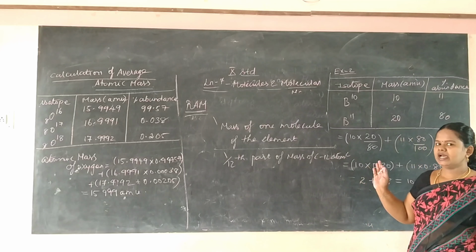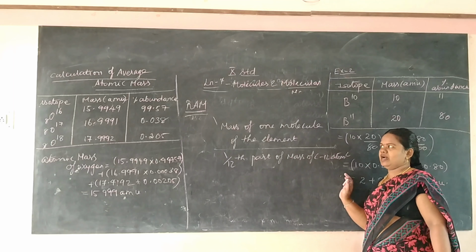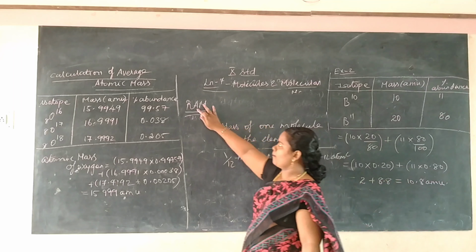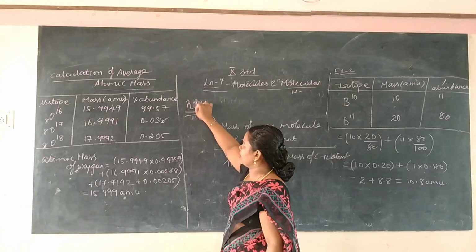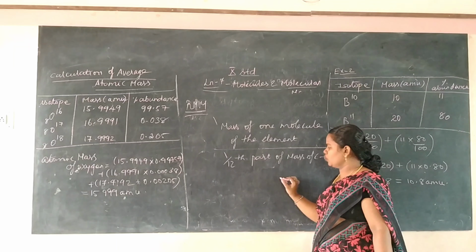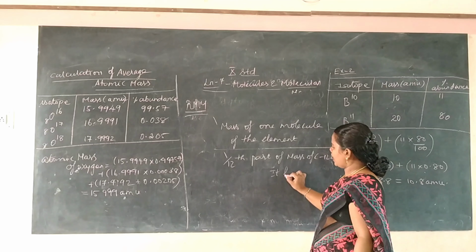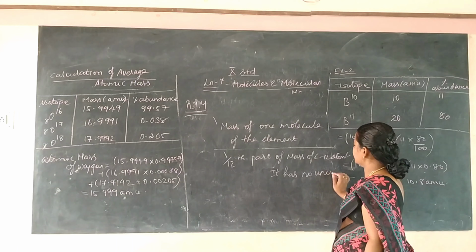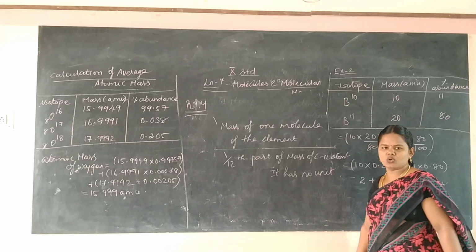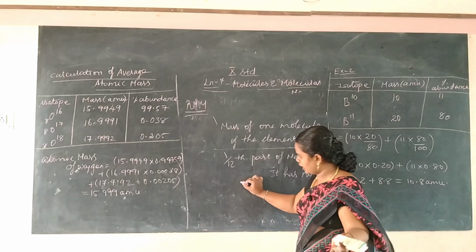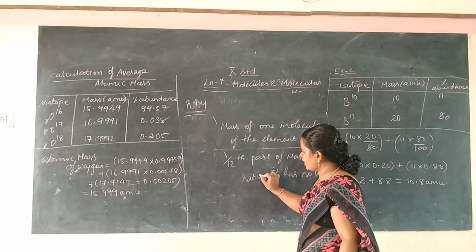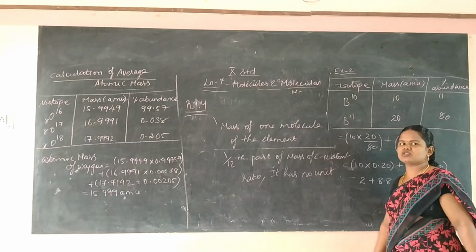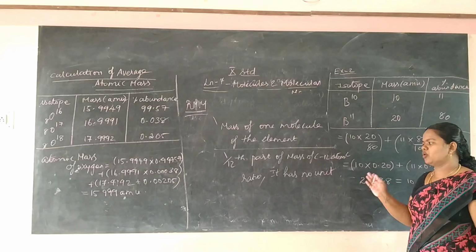Already I told that relative molecular mass is a ratio and it has no unit. And relative atomic mass is also a ratio, so it has no unit. So RAM is a ratio, RMM is a ratio, and both of them have no unit.